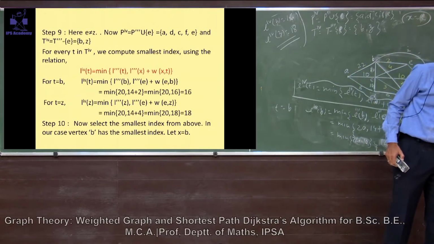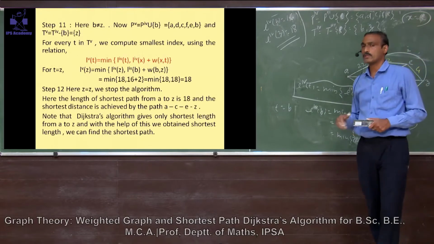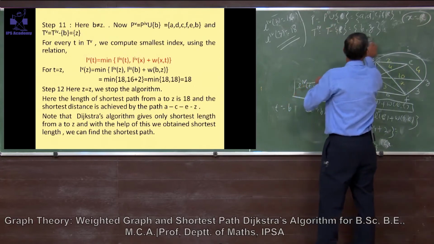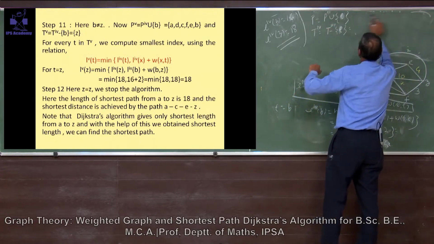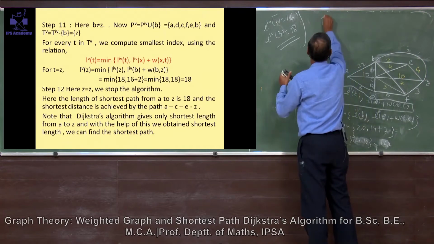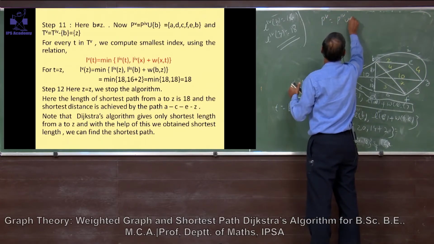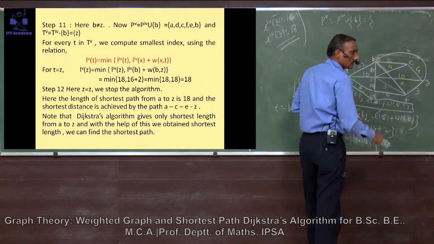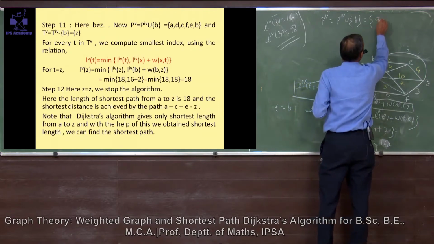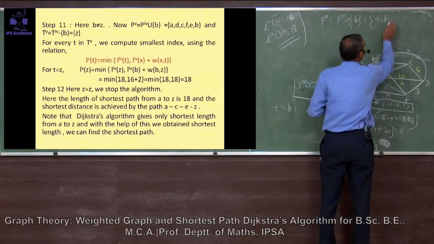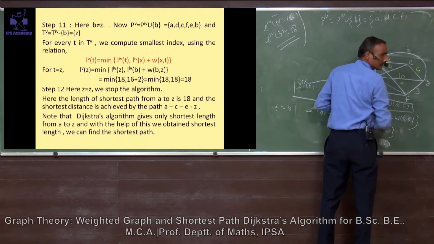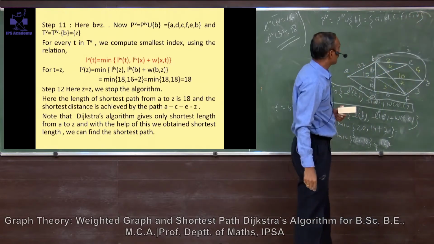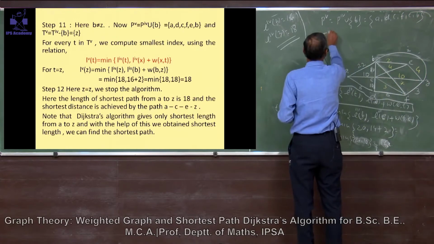So we take x equal to B here, and B is not equal to Z, not the final vertex. So we continue this procedure here. Now we create a new path, P5 equals P4 union B. The new path will be A, D, C, F, E, B. And what will be the T5?